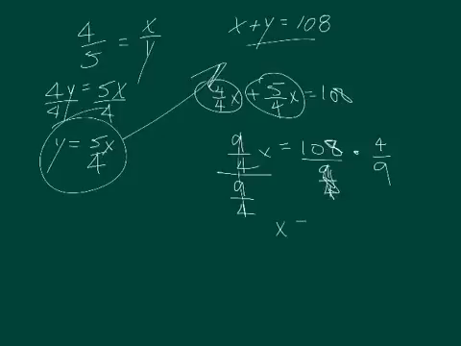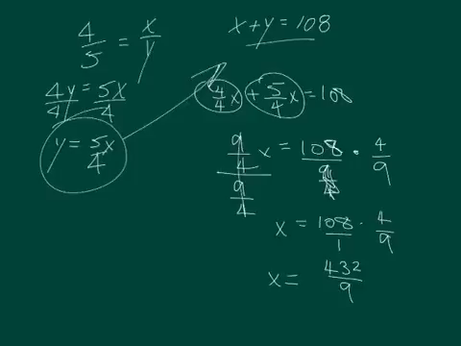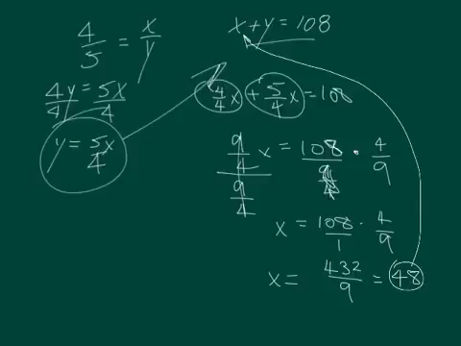So I have x equals 108 times 4 over 9, or 108 over 1. So this will be 432 over 9. Now will that reduce? Yes, it will. It will reduce to 48. So now I'm going to take my 48 and plug it in there and find out what my y value is based on that. So 48 plus 60 equals 108. So that's how you would do the practice problem A.